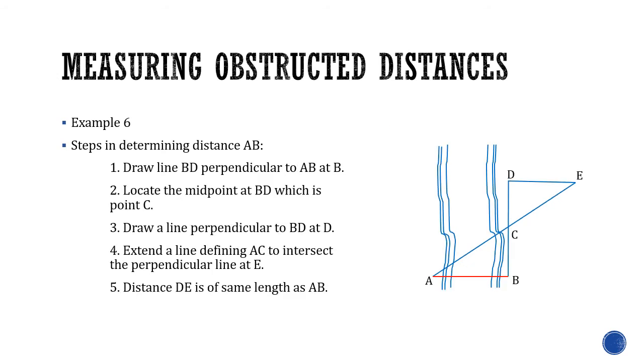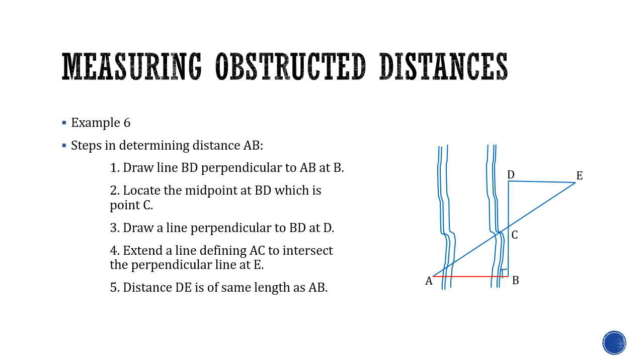Yan, so for the example 6, yun pa rin, AB pa din, tapos may river pa rin sa gitna. So, ang kailangan mo naman gawin is, ibang method na naman, no? Similar triangles pa din, pero another method. Okay, in this case, yung gagawin mo naman is gagawa ka daw ng perpendicular line from AB, from the direction of AB, no? Gagawa ka daw ng line sa point B.